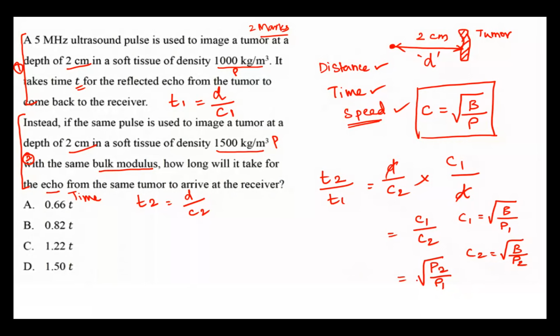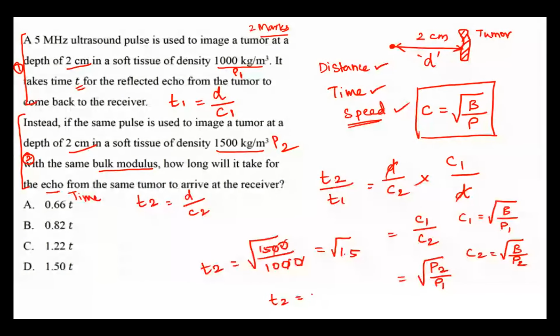Now we know density 2 and density 1. Density 1 is 1000, density 2 is 1500. Simple substitution. To find t2, you have density 2 as 1500 by 1000. Can somebody calculate and tell me? The zeros get cancelled, 15 by 10 is okay. Fine. What is root of 1.5?